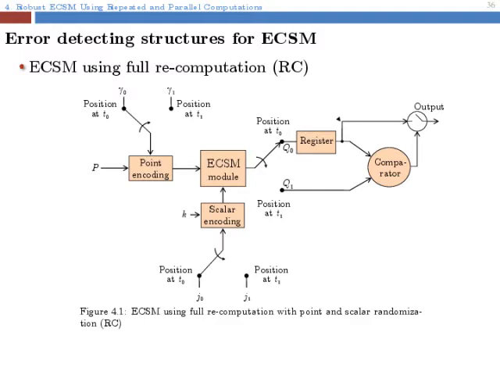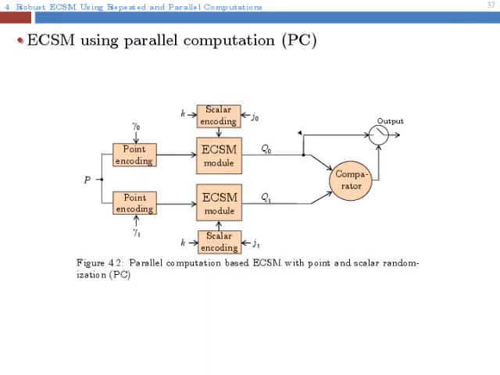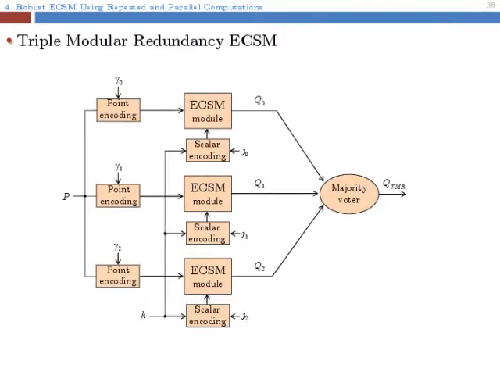Basically, it's useless for the procedure of this sign change attack. But the problem here is that the running time doubles, right? Then we can have parallel computation, where we have two modules in parallel, and we do the same point encoding and scalar encoding using this randomization of point and scalar.